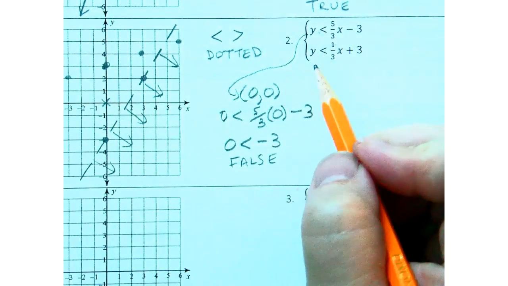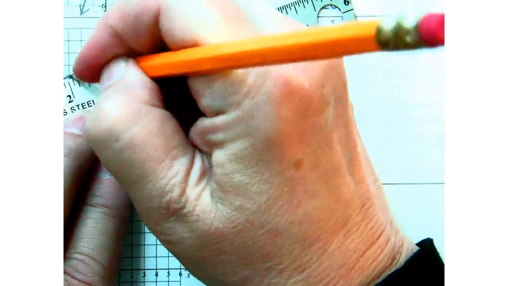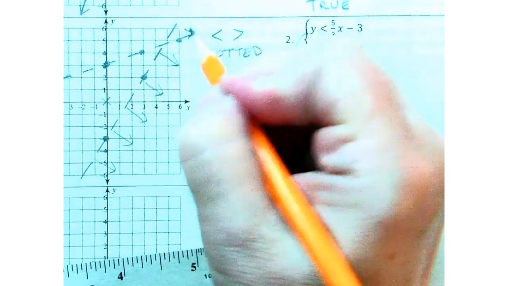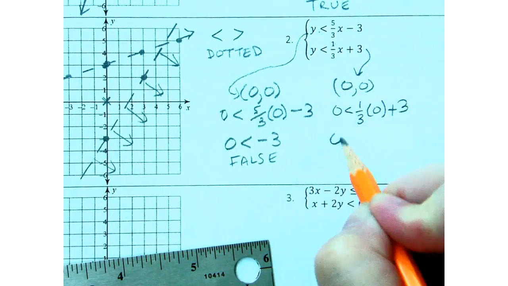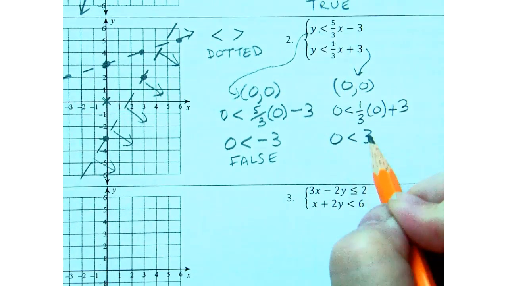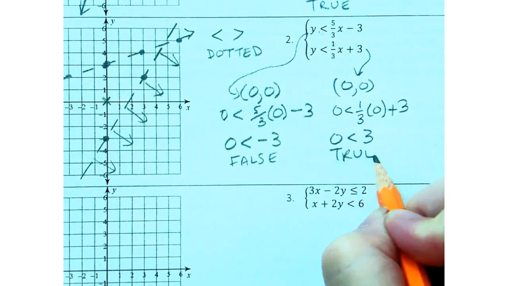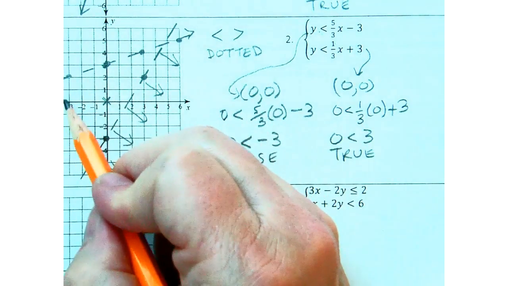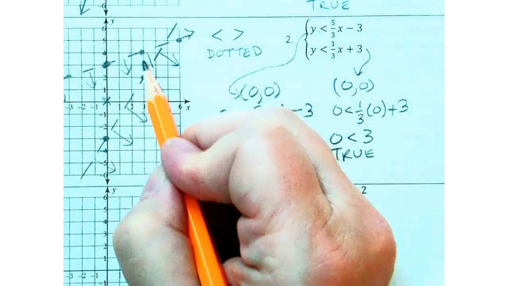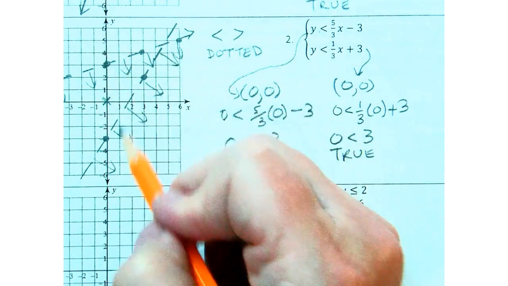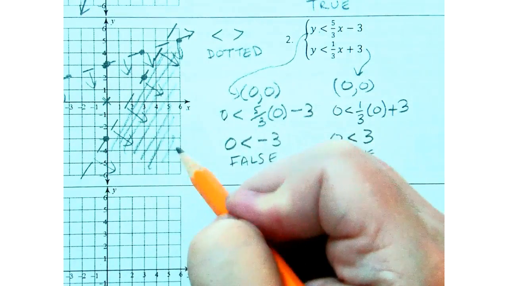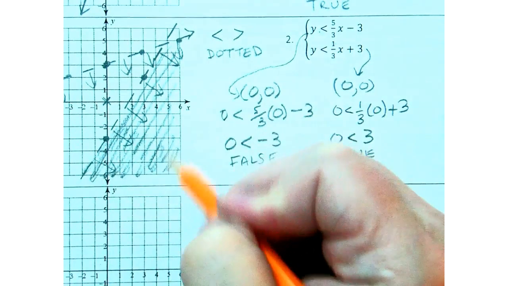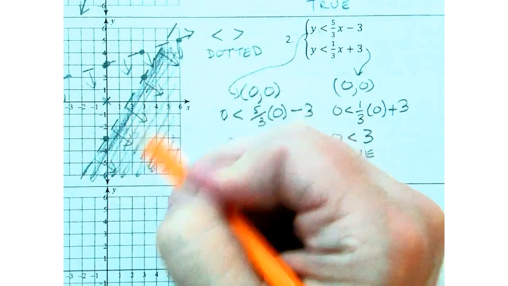Once again, we draw a dotted line. Test the point 0, 0. 0 is less than 3 is a true statement. Draw arrows towards the point 0, 0. Shade where the arrows overlap. This is the solution. Everything in the shaded area makes both inequalities true.